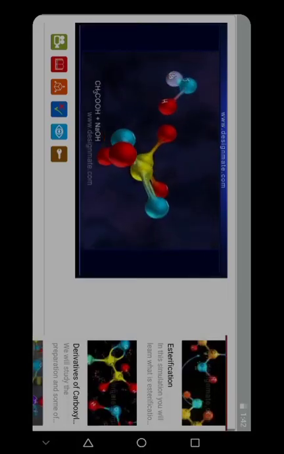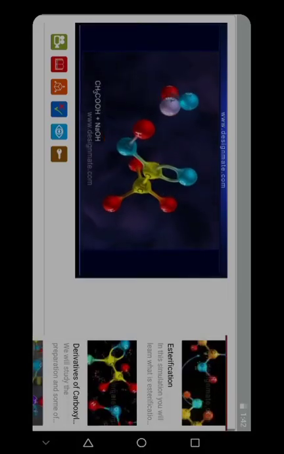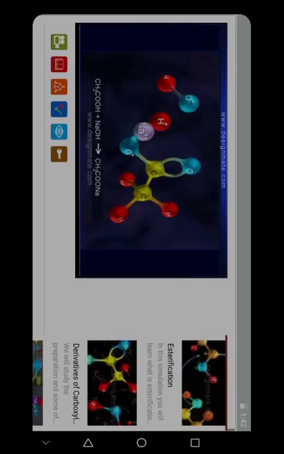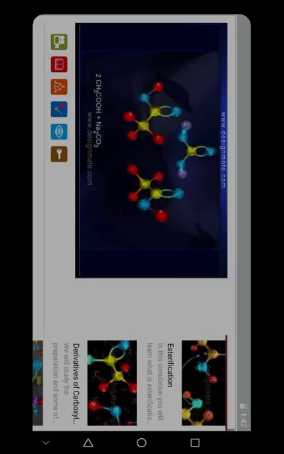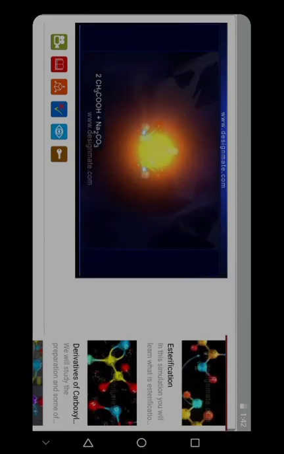Ethanoic acid reacts with sodium hydroxide. Due to this reaction, sodium ethanoate and water are formed. Ethanoic acid reacts with sodium carbonate. Due to this reaction, sodium ethanoate, carbon dioxide and water are formed.